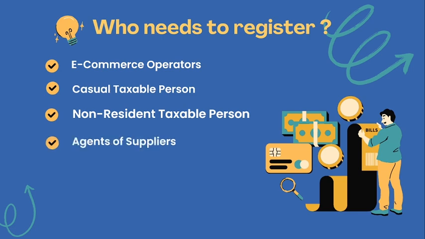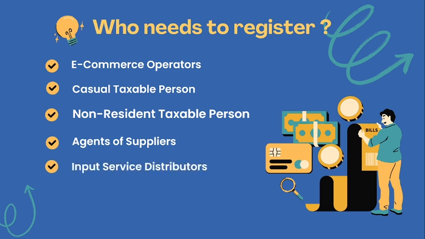Next is agent of suppliers. An agent of a supplier is a person or entity who receives goods or services on behalf of another supplier and may also arrange for their sale or supply. Essentially, the agent does not own the goods but facilitates or acts as an intermediary for the suppliers.